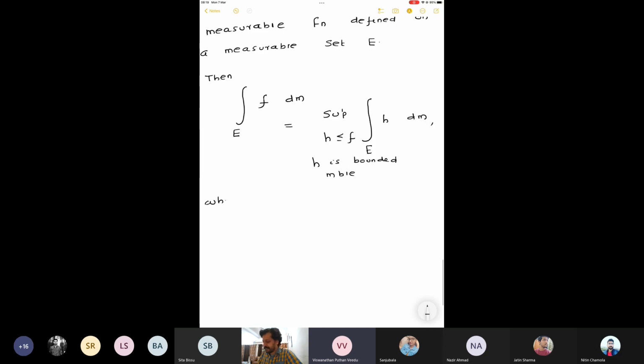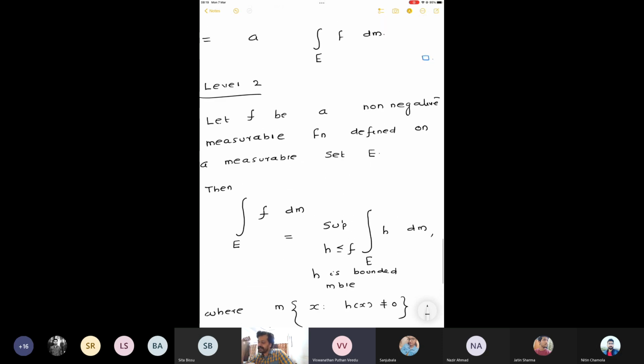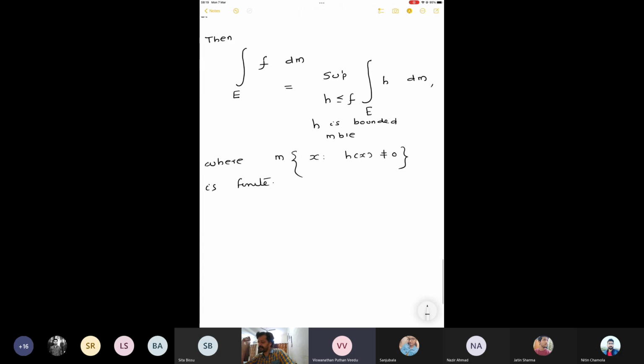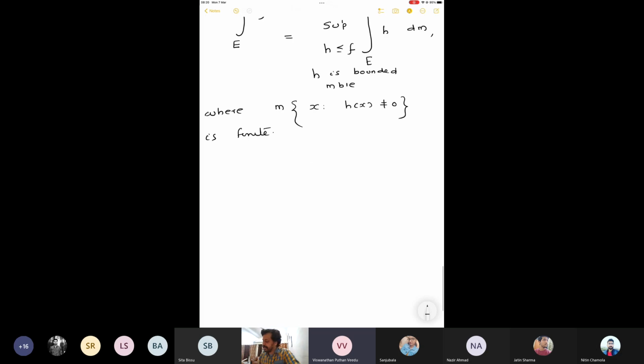Where the measure of the set of all x such that h of x is not equal to 0 is finite. Okay. So this is how we defined the integrability of a non-negative measurable function. Please keep in mind that the integral can be finite or infinite. If the integral over E of f dm is finite, we say f is integrable.